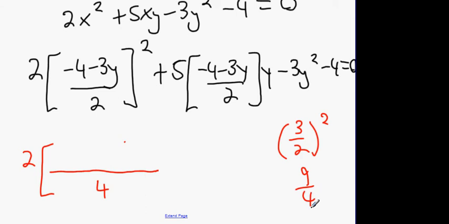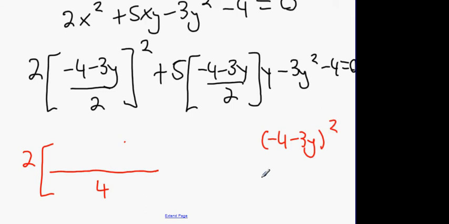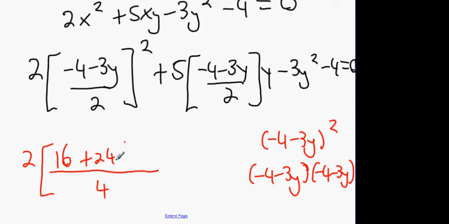The answer to this one here would have been 9 over 4. Have to apply the same logic here. So we're going to have minus 4 minus 3y squared on top. That means it's minus 4 minus 3y by minus 4 minus 3y. Now, I'm going to do this the way I always do it. Multiply minus 4 by minus 4, 16. Multiply minus 4 by minus 3, plus 12y. Double that answer, it's plus 24y in the middle. Then minus 3y by minus 3y, plus 9y squared. That is that part done now.